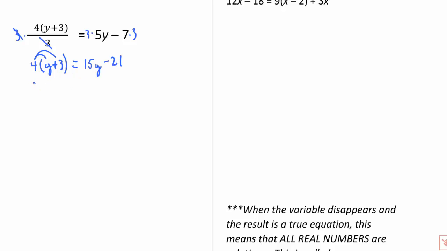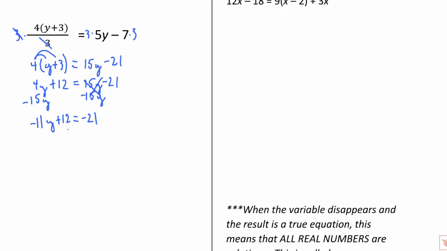Distributing the 4 gives me 4y plus 12 is equal to, the right-hand side is already simplified, 15y minus 21. Then I need to get all y's on one side and the constant term on the other. So I'm going to subtract 15y from both sides. As I said, you can subtract 4y from both sides and get the same answer anyway. So 4 minus 15 is negative 11, so we have negative 11y plus 12 is equal to negative 21.